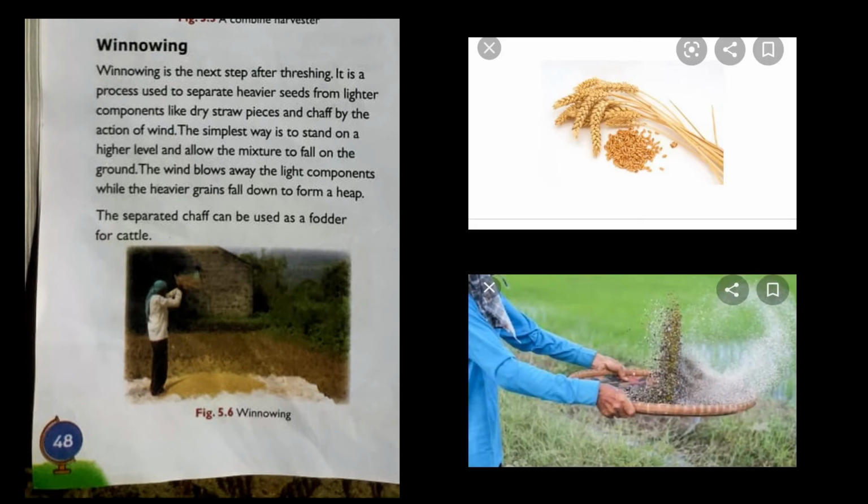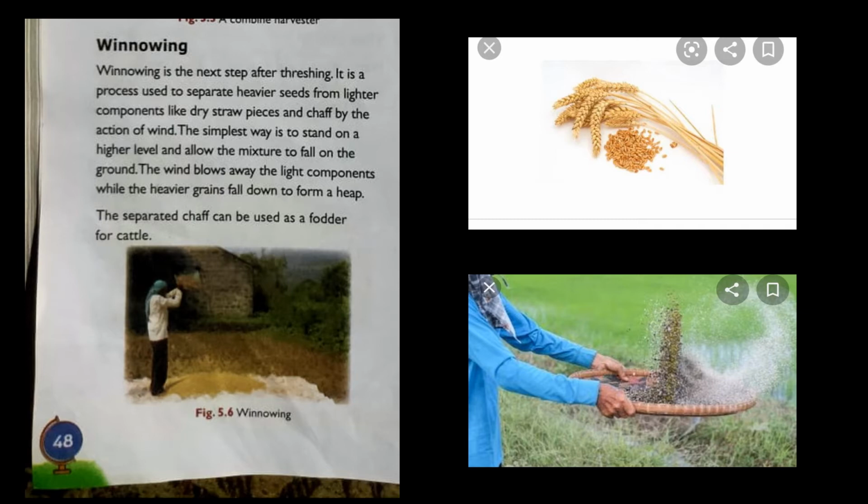Okay, so students, after threshing, the next step is what? Winnowing. So, what is winnowing exactly? Winnowing is the next step after threshing. It is the process used to separate heavier seeds from the lighter components, like dry straw pieces and chaff, by the action of wind. In its simplest form, it involves throwing the mixture into the air, so that the wind blows away the lighter chaff. The heavier grains fall down for recovery.